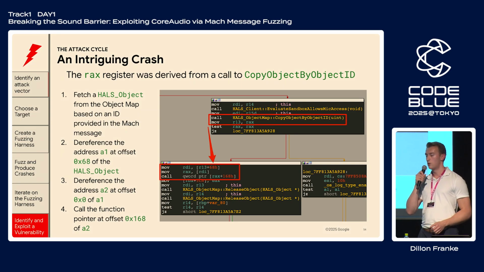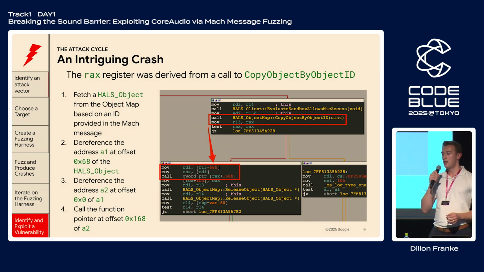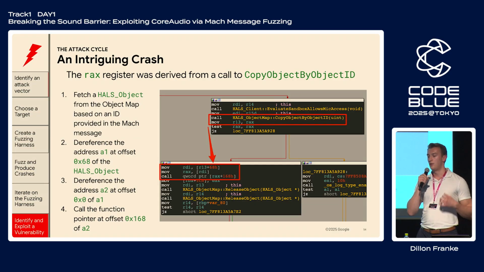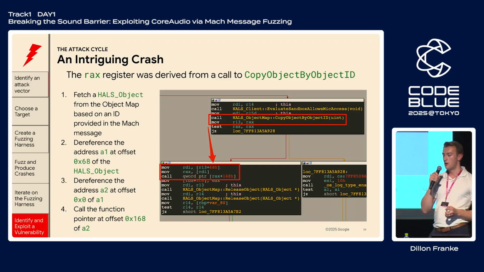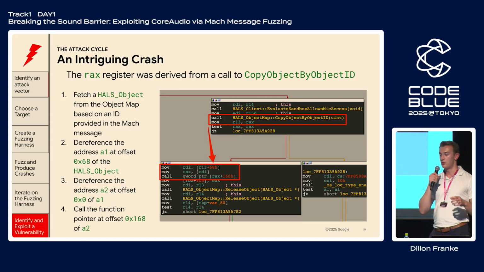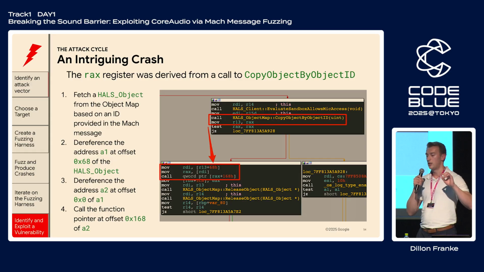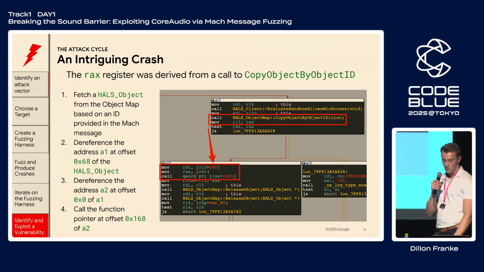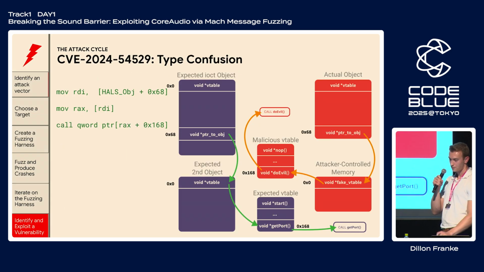Looking a bit more in IDA about what was going on here, this CopyObjectByObjectID function was taking input directly from us, from our message that we sent, or that our fuzzer sent, rather. Then that was being stored in the RAX register, and then that was being dereferenced at offset hex 68 to fetch another object. Then on that object, there was a virtual function call happening, and that is where we actually triggered our crash.